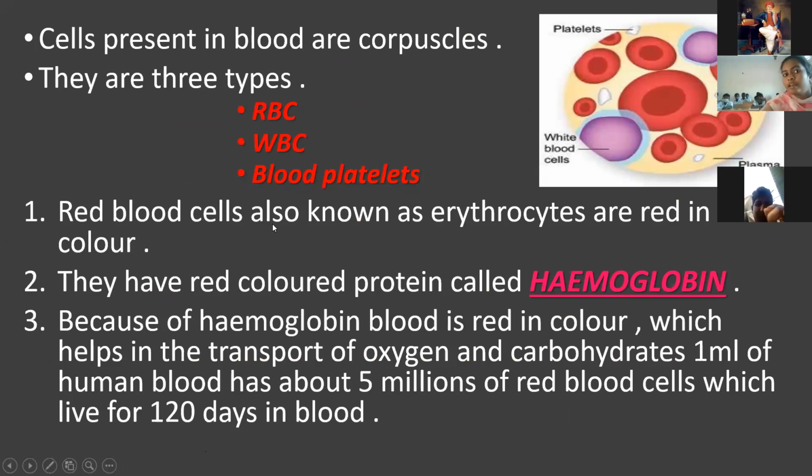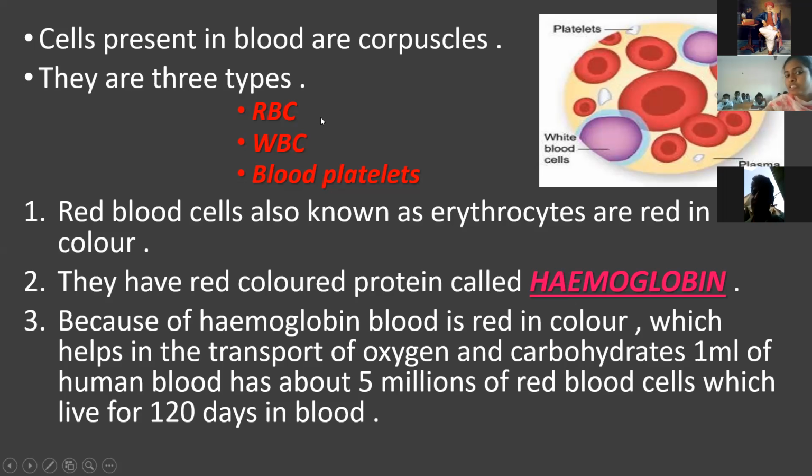Next. The cells of blood are corpuscles. There are three types of corpuscles, that is three types of blood cells. Number one is RBC, red blood corpuscles or red blood cells. Next one is WBC, white blood cells or white blood corpuscles. Next, blood platelets. These are all the three corpuscles present in blood.